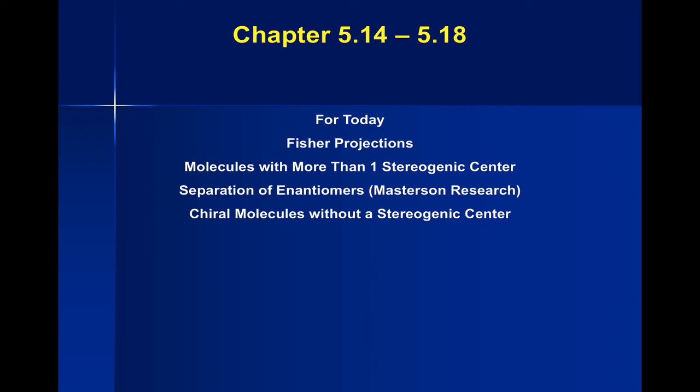Everybody, this is a quick last part of chapter 5 for our inverted lecture tomorrow. What I'm going to go through real quickly are Fischer projections and molecules with more than one stereogenic center. I'm not going to spend a whole lot of time on the discussion of separation of enantiomers, though I'll talk a little bit about some of that. And then the chiral molecules without a stereogenic center.